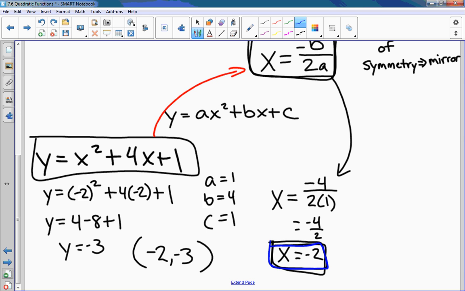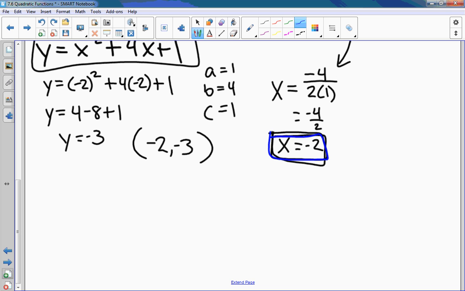I plugged it into the y value, and I got my vertex. Now it's going to be really easy to graph this parabola without completing the square because I know that the vertex is at -2, -3.